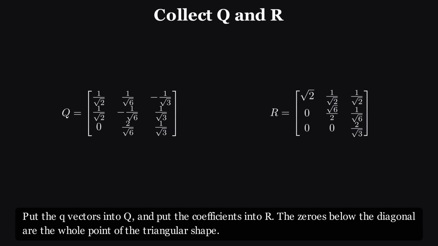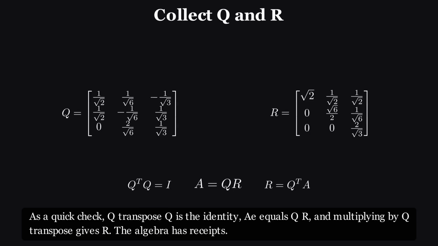Put the Q vectors into Q, and put the coefficients into R. The zeros below the diagonal are the whole point of the triangular shape. As a quick check, Q transpose Q is the identity. A equals QR, and multiplying by Q transpose gives R. The algebra has receipts.